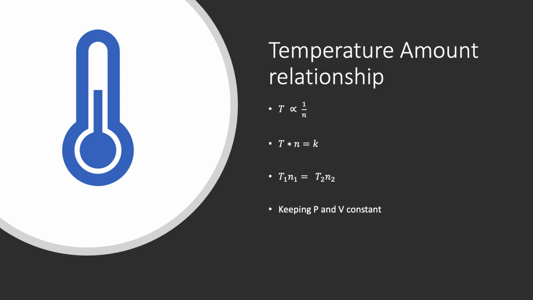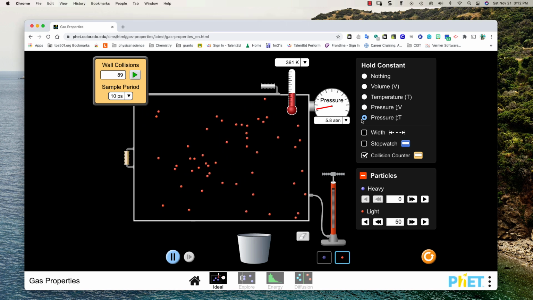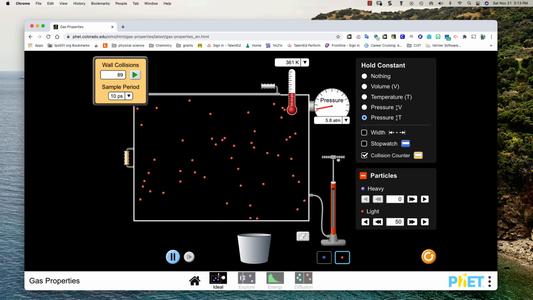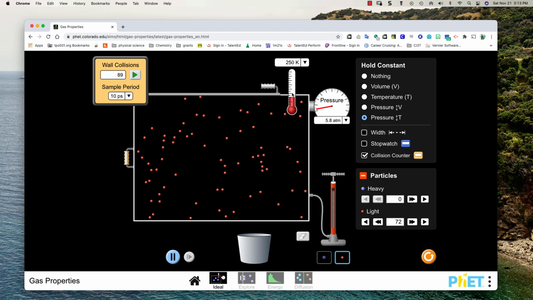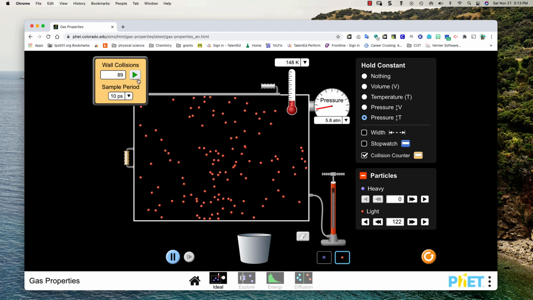Now, this is the one that's going to be a little bit difficult. Temperature and amount. So temperature is inversely related to N, meaning that if temperature increases, we decrease N, because this has to be related. So T1 N1 is equal to T2 N2, and we'll keep P and V constant. And what we're going to do is try and show this. We're keeping pressure and volume constant. We're going to see what happens when we add. The temperature decreases. It went down. Let's add some more. It's going down. Well, we've got to keep the collisions the same.